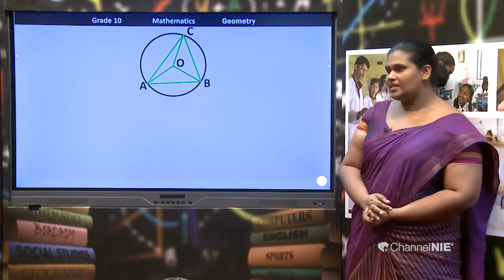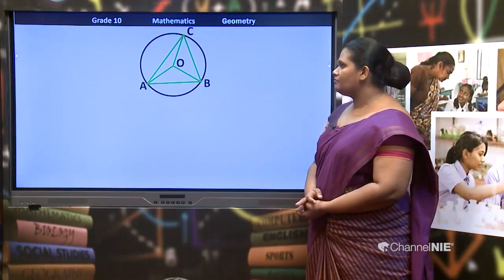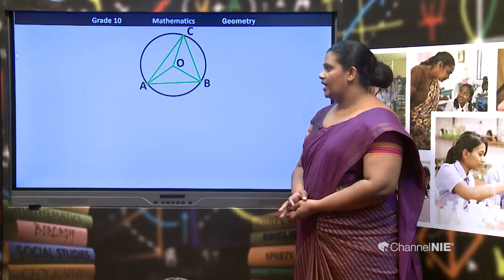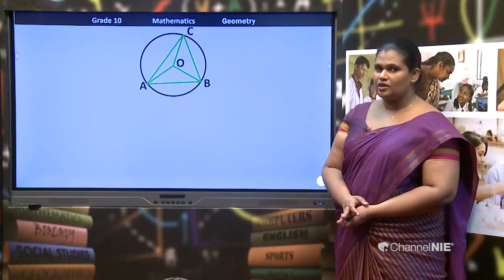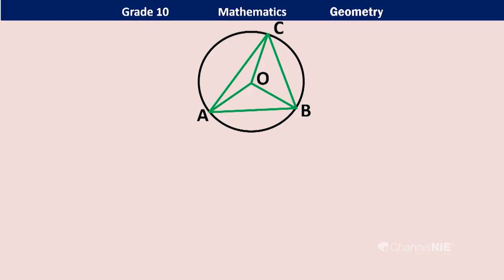Right. Now, what can you see here? I have got a circle and I have marked 3 points on the circumference of this circle. So, I can name those points as A, B and C. And I have to mention the center of this circle is O.